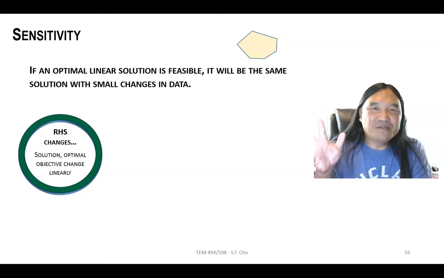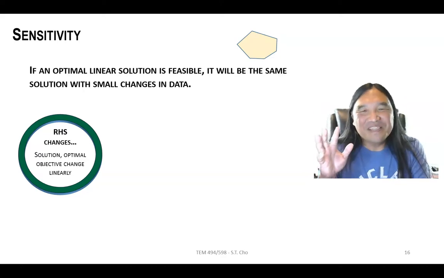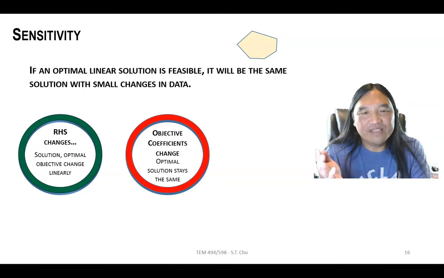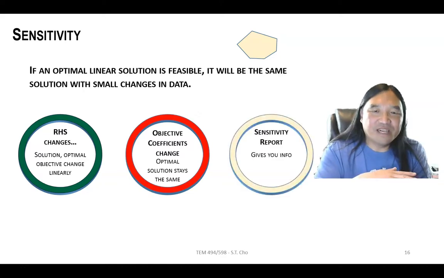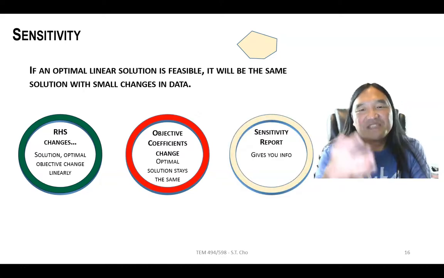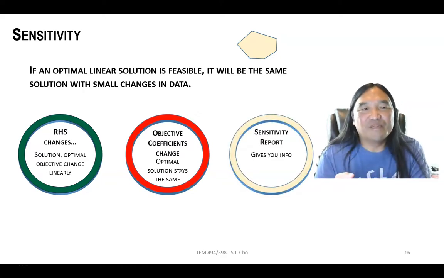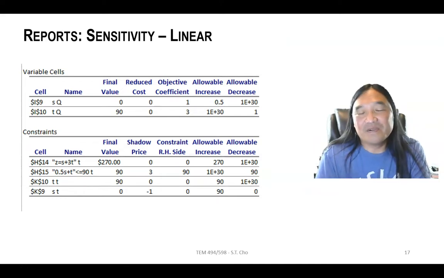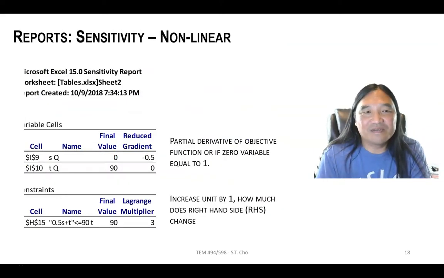If I have a solution and I don't like the solution, like maybe I want to make more out of it or something like that, you can change the right-hand side, you can change your objective coefficients, and your sensitivity gives you information. So those are the things that drive an optimization algorithm. So once again, here we have the sensitivities, and it tells you, as you can see, there's a lot of 1e30s, a lot of don't cares.